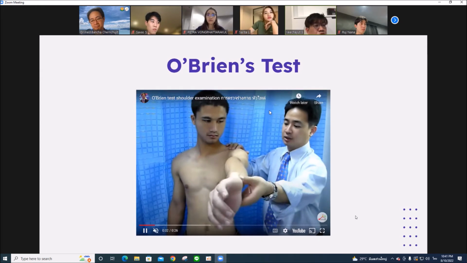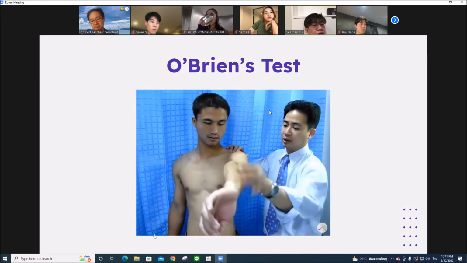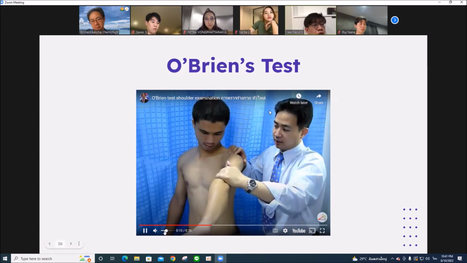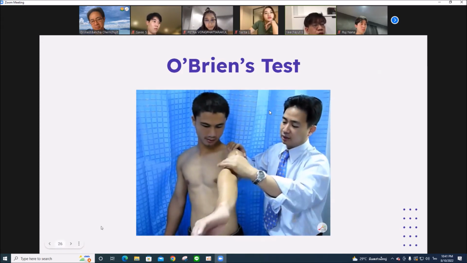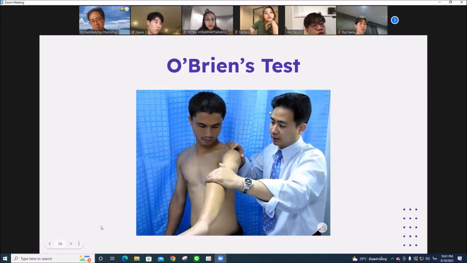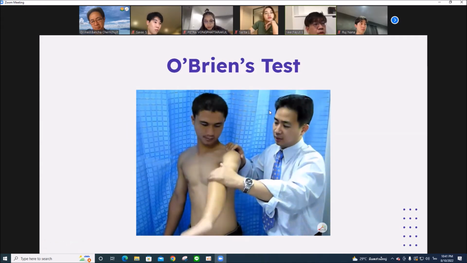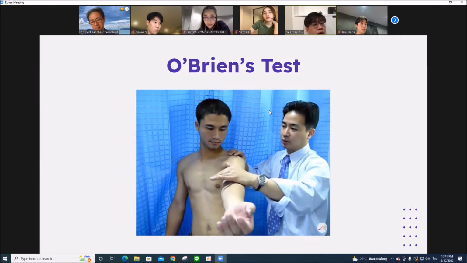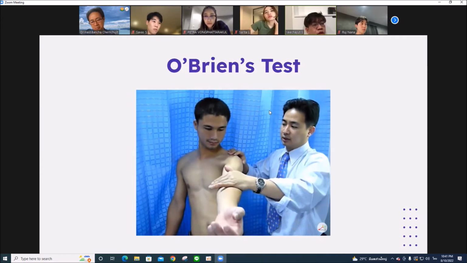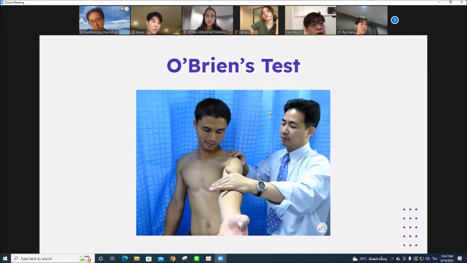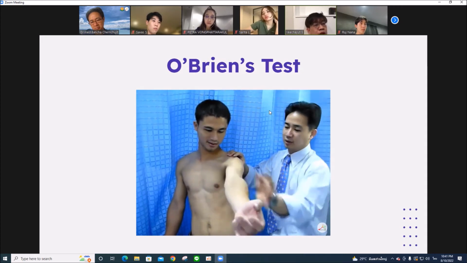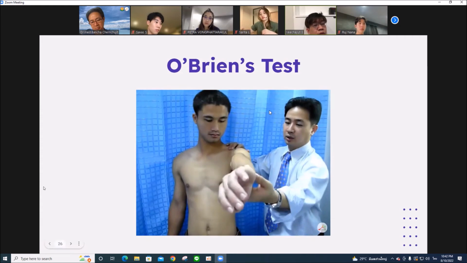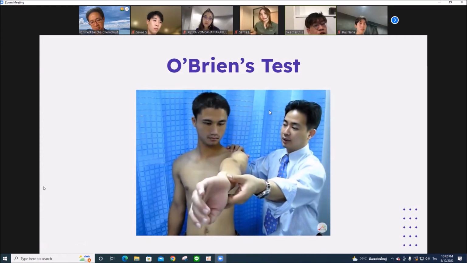So there's like two actions in the O'Brien test. The first, you should try to pronate the arm as much as possible in a flexed shoulder position, and then try to apply force on top. If the patient has pain, you can try the second one where you supinate the arm, and if there's less pain, then it's a positive finding, indication of a superior labrum from anterior to posterior lesion.